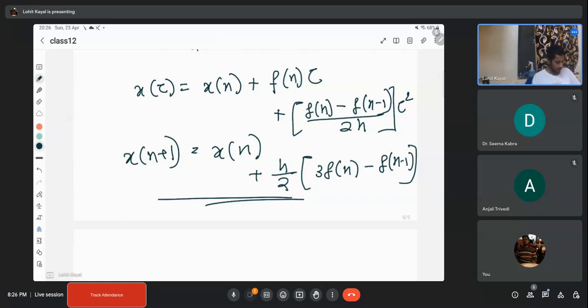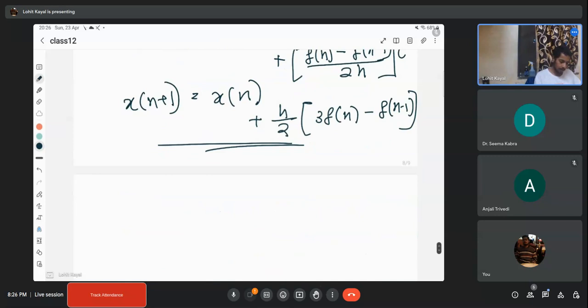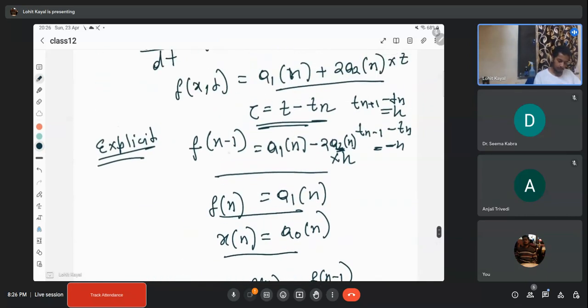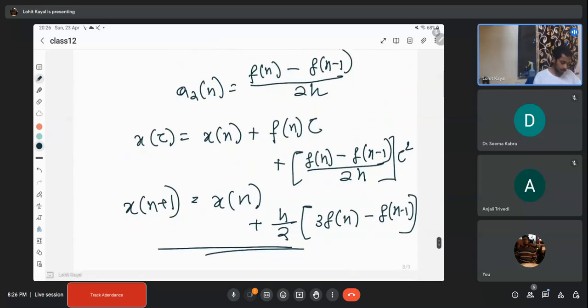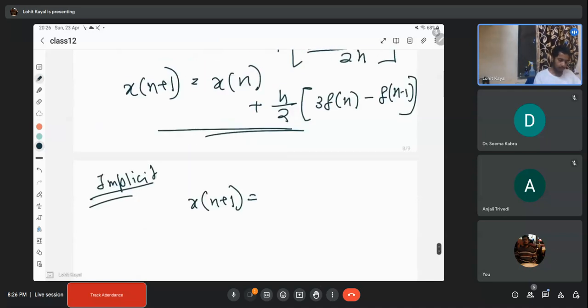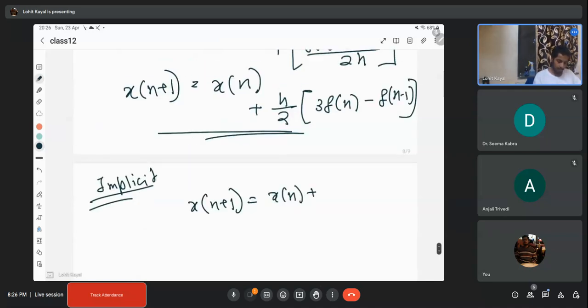I hope you are familiar with this formula. And similarly, for the implicit scheme, I will not do the derivation here. I will just give you the idea. For the implicit scheme, here you need to put f n plus 1. Then it will be 2 plus a2 and h, and you need to proceed accordingly. So if you do that, you will find the formula of the trapezoidal. This formula, x n plus 1 equal to x n plus h by 2 times f n plus f n plus 1. Just follow the same procedure.